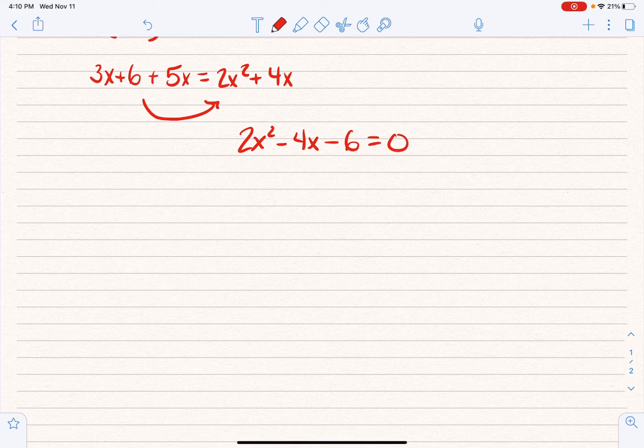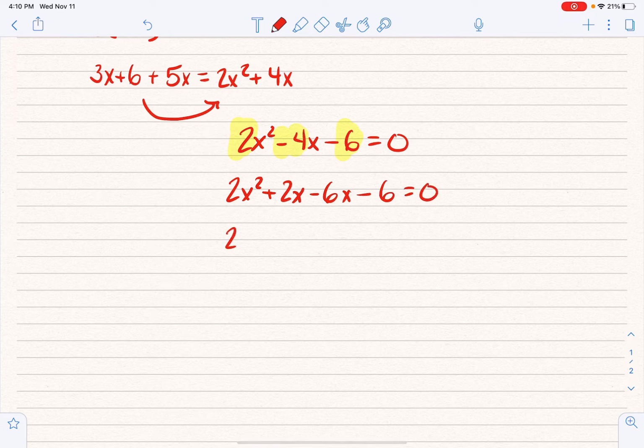And at this point, I remember when you're factoring a quadratic that has a term out in front of the x squared, you have to say, well, that number times the negative 6. So 2 times negative 6 is negative 12. Factors of negative 12 that add up to be negative 4 would be negative 6 and 2. So I'm going to say 2x squared plus 2x minus 6x minus 6 equals 0.